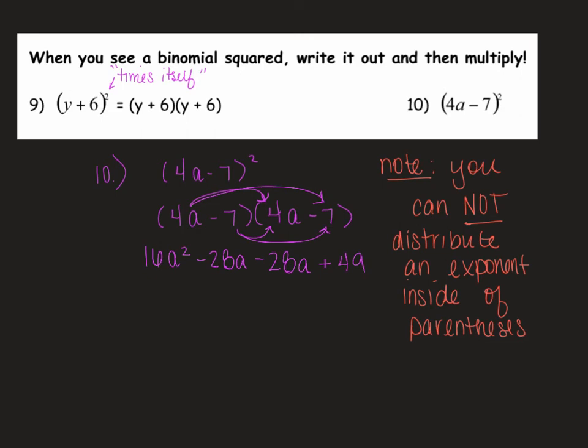So always be careful with your negative signs here. Just like every other problem so far, if you do have like terms, combine them. This is not a final answer yet. So our a squareds, we don't have anything to combine them with, so that's just going to say 16a squared. And then we do have negative 28a and negative 28a. So together, this is going to make negative 56a. And then 49 cannot be combined with anything, so it's just plus 49. Now we have our final answer.